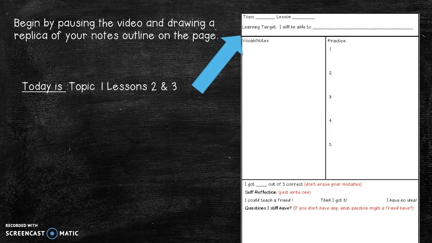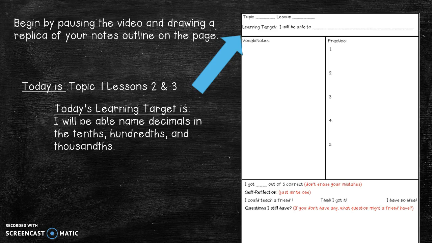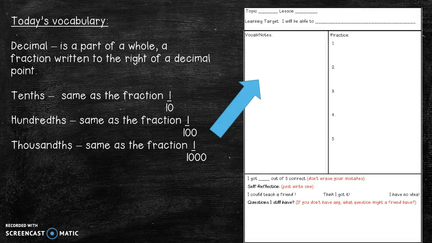Great, so now we're going to fill in that today is topic 1, lessons 2 and 3. And today's learning target is, I will be able to name decimals in the tenths, hundredths, and thousandths. We have a couple of vocabulary words for today. Remember, you can pause it so you get everything all written down on that left-hand column of your notes page.